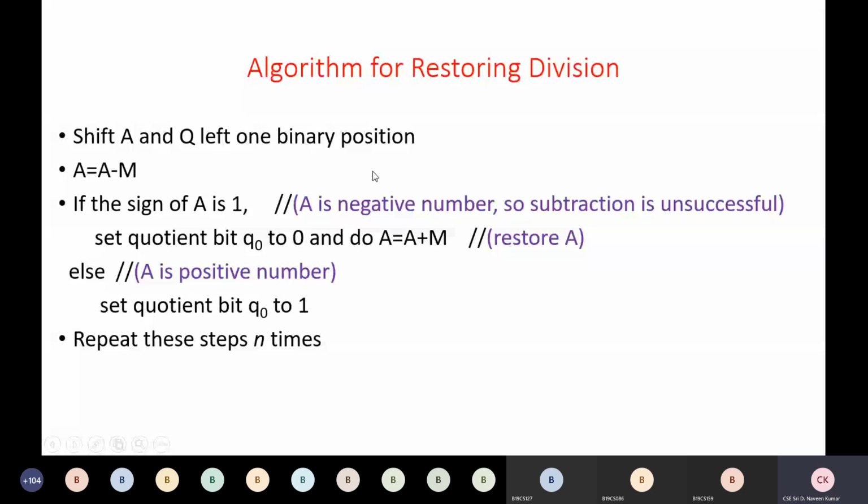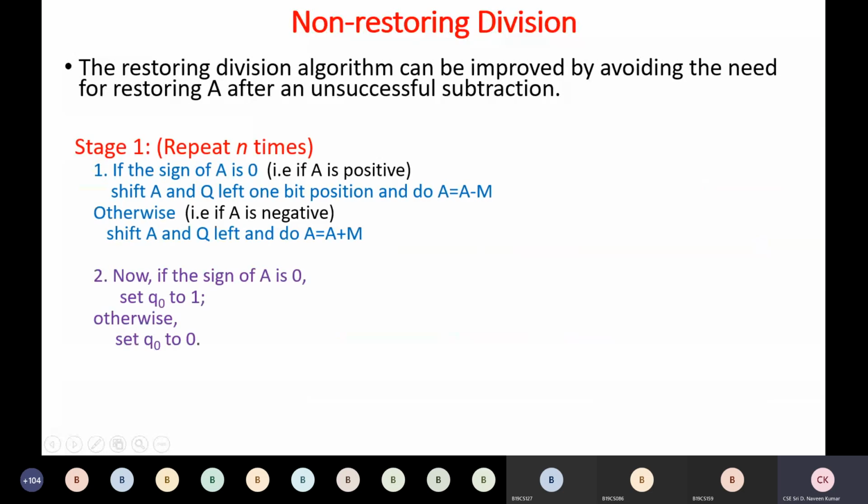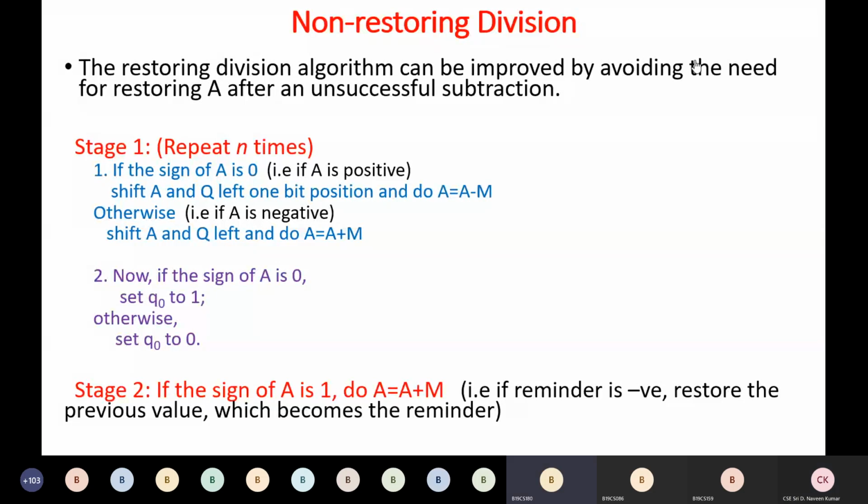So we will not be getting into more details on these things. Okay. So if you have any doubts in this part, you can ask me.